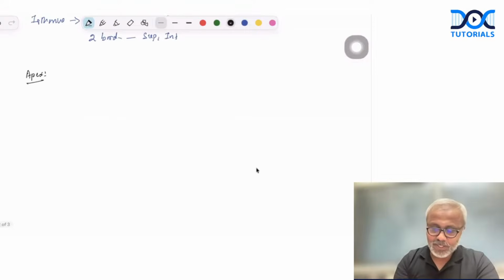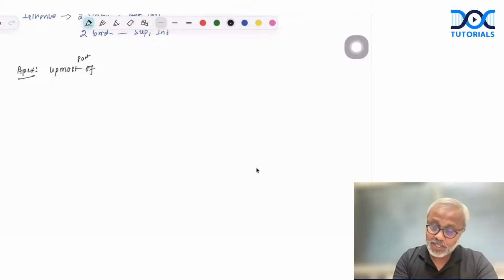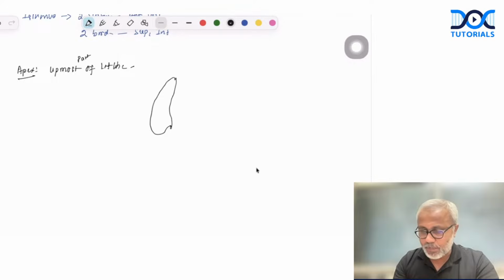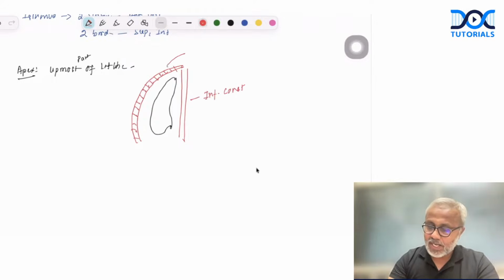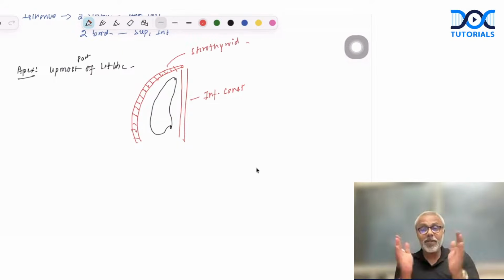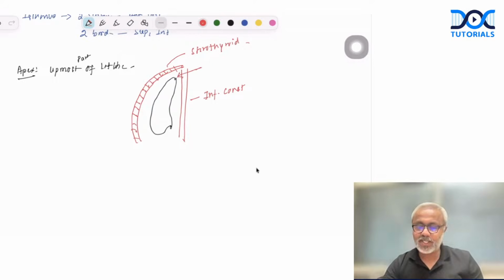Now remember, apex is the uppermost part of the lobe. Uppermost part of the lateral lobe. This is the first thing you will write. Then, in order to show the relations, draw the outline of the lobe, right? And show two muscles between which this is sandwiched. Okay? So, what are these two muscles? Remember, medially we have the inferior constrictor and laterally we have the sternothyroid, right? So sandwiched between these two muscles, the apex is located.